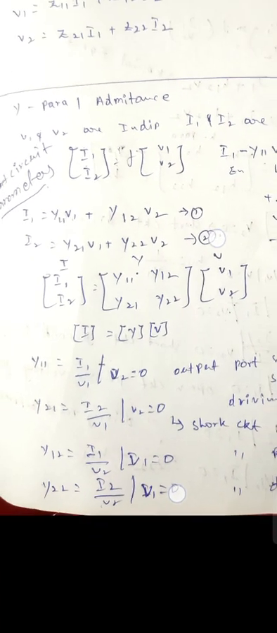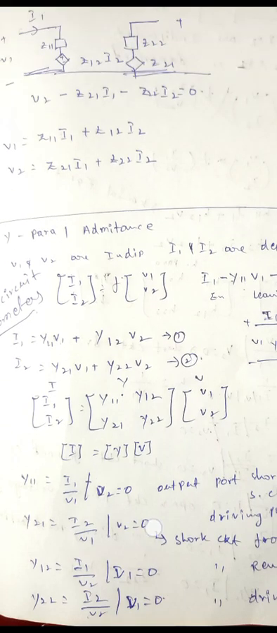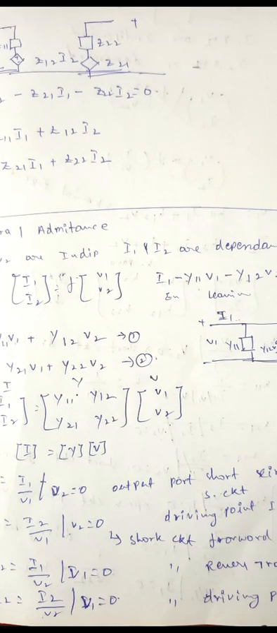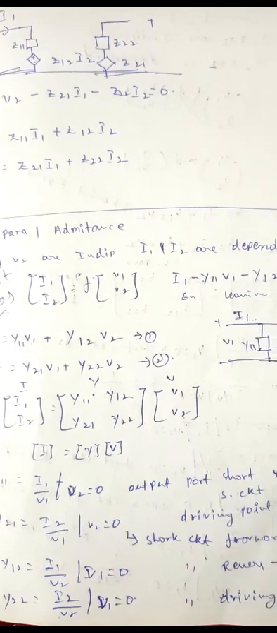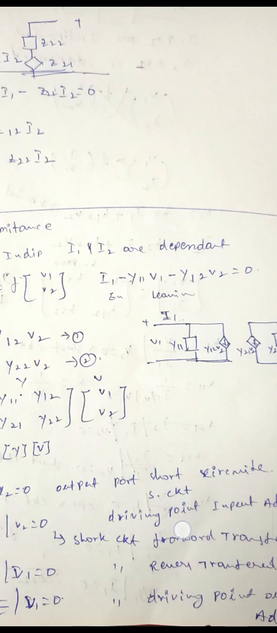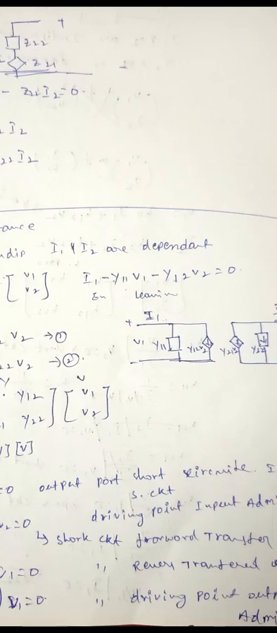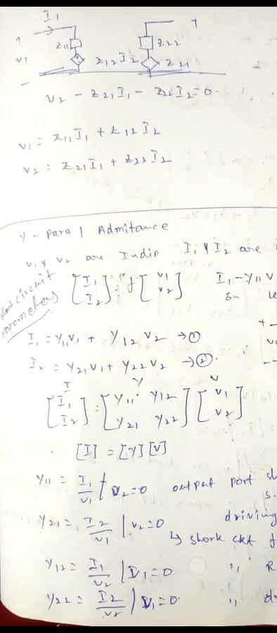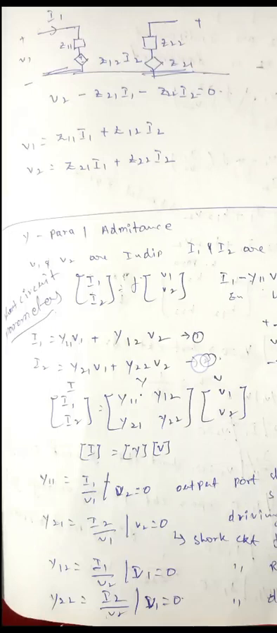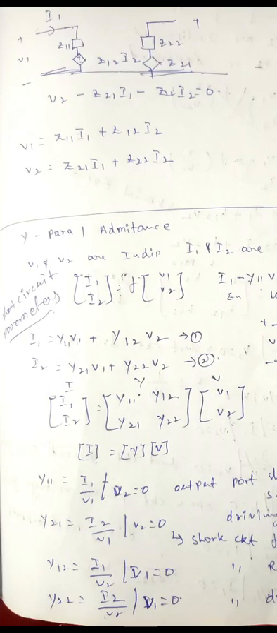So here y11 equals I1 by V1 upon V2 equals 0. This admittance parameter is called the short circuited driving point input admittance parameter. Now we will substitute V2 equals 0 in the second KVL equation. Therefore we got y21 equals I2 by V1 upon V2 equals 0. That means the output current is divided by the input voltage upon output voltage V2 equals 0.